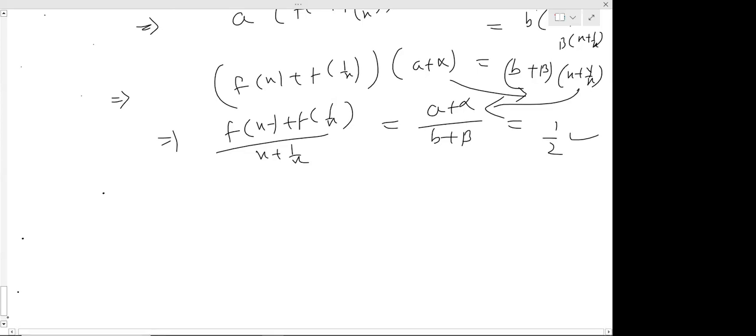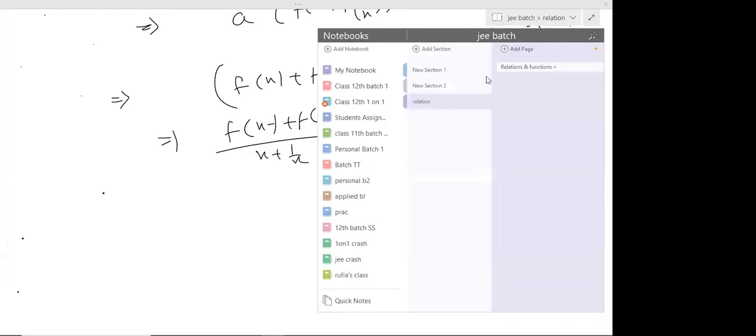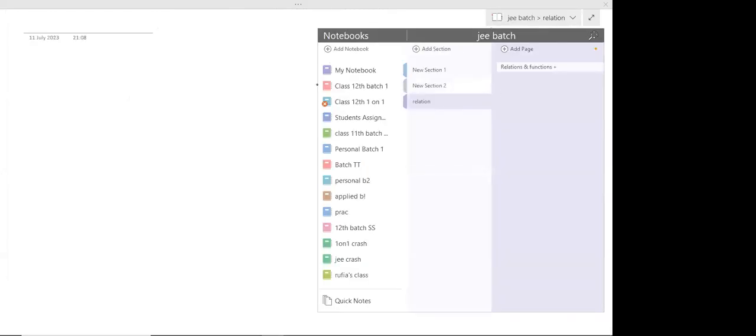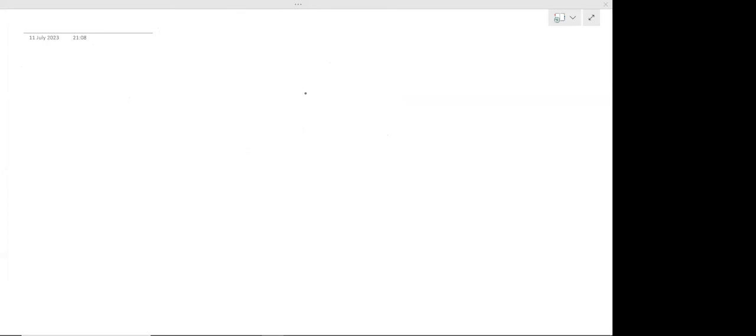So our chapter is over actually for this relation and function. Shall we start a chapter of 11th? Yes, okay, so which chapter? How about permutation combination?